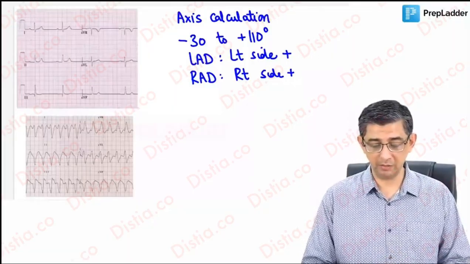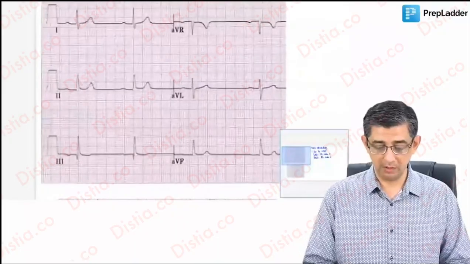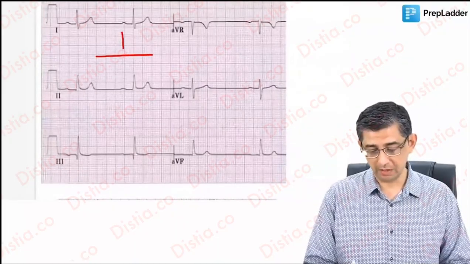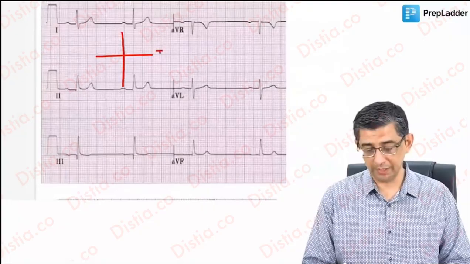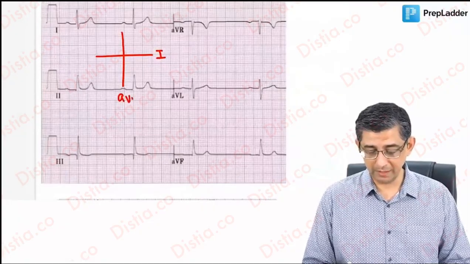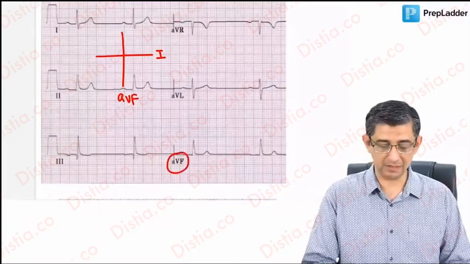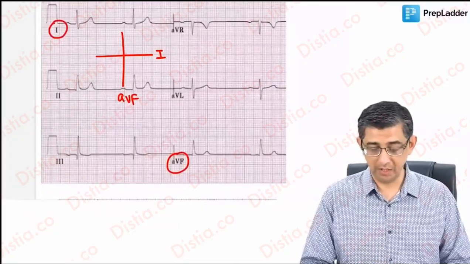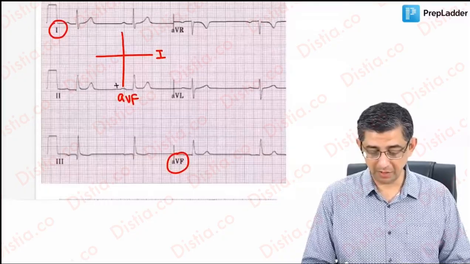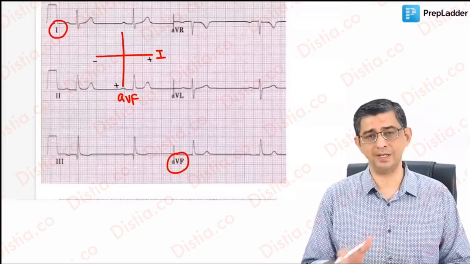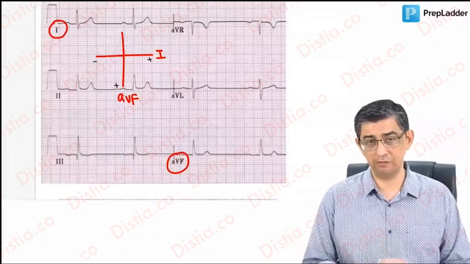Now to calculate this, all you need to do is mentally visualize a graph like this, where I've shown lead number 1 on the x-axis and lead number AVF on the y-axis. Next step is important. I'll be just plotting positive and negative here, and the word of caution is that on the x-axis, positive is on the right, negative is on the left, no issues.